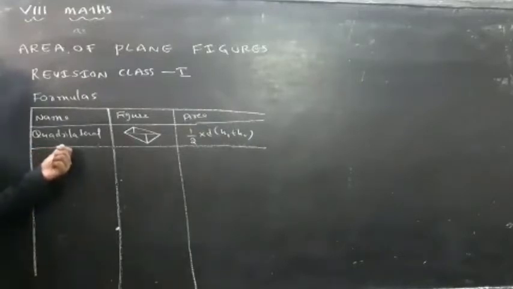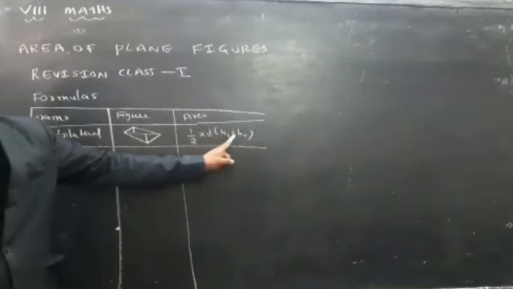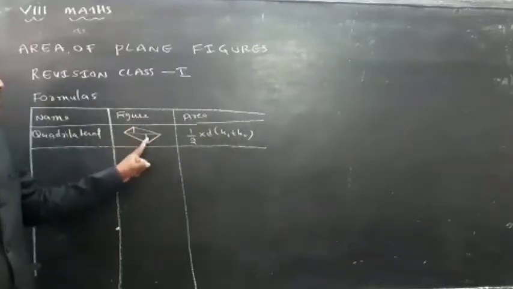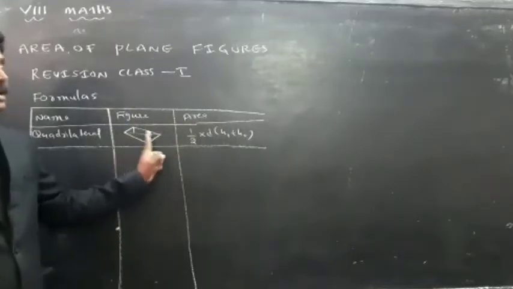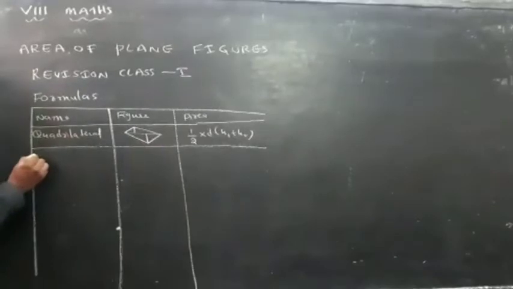Area of a quadrilateral. What is the area of the quadrilateral? Half into d of h1 plus h2. h1 and h2 both are perpendicular heights. d is nothing but the diagonal of that quadrilateral. Next, rectangle.